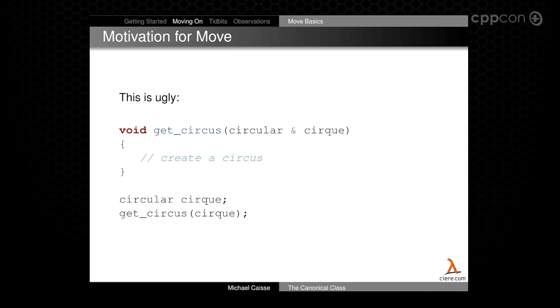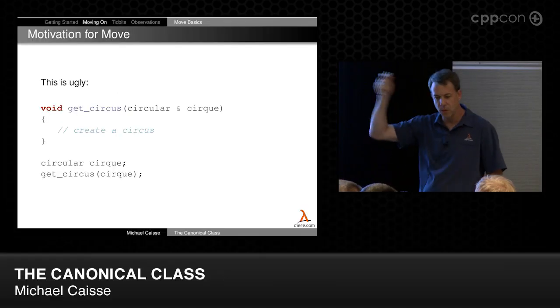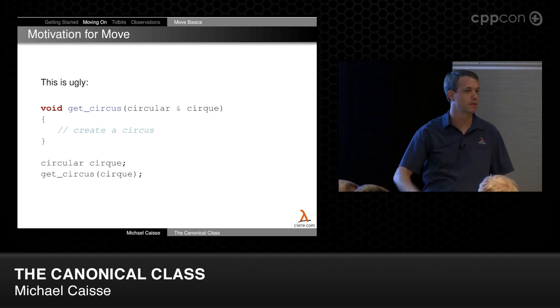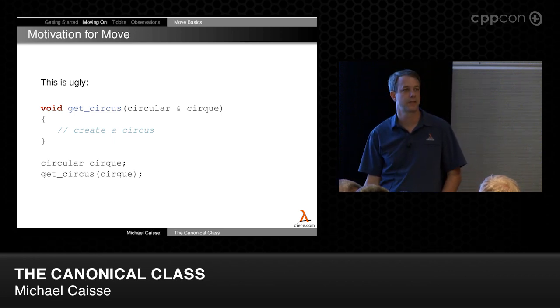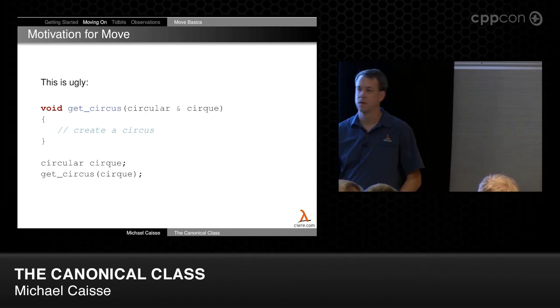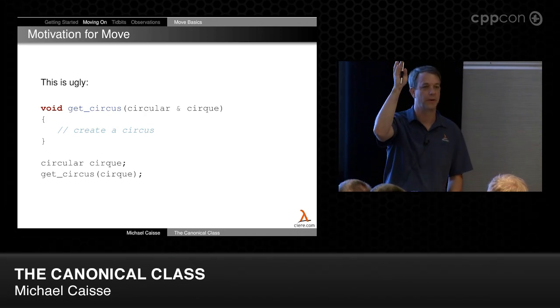So let's take a look at something else here. I've seen this actually come up a couple of times already in the last two days. What does circ represent, just by looking at the signature? I heard it over here. It's an output parameter, right?